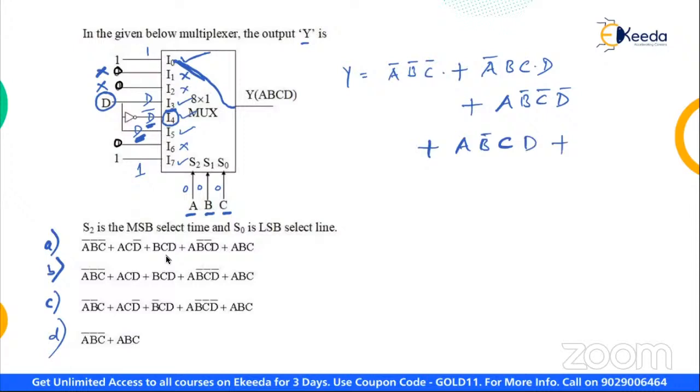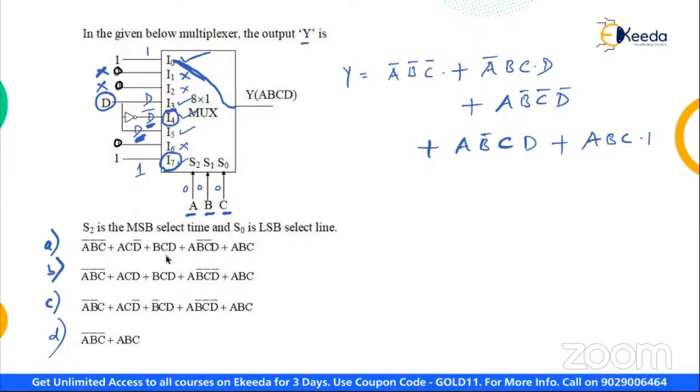Plus at the end, what I have is I7. So for I7, it should be A, B, C directly because A, B, C are 111. At the end, what is connected on I7 is 1. So we did not need to specify that 1 here. Even if you write 1, it doesn't matter. I hope you are understanding this.